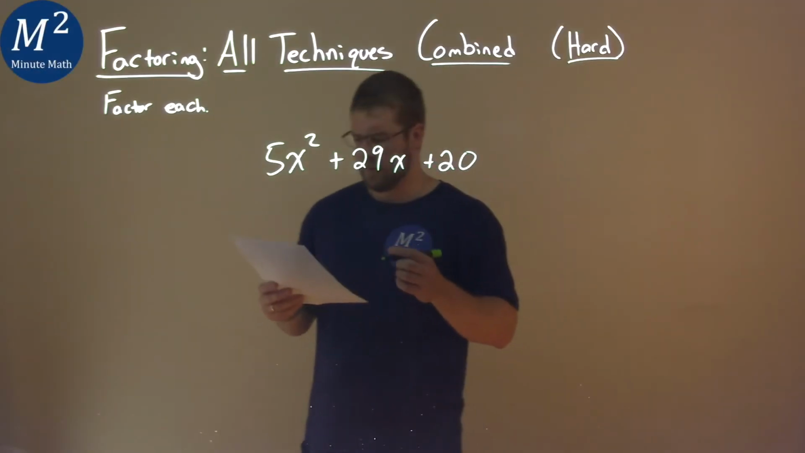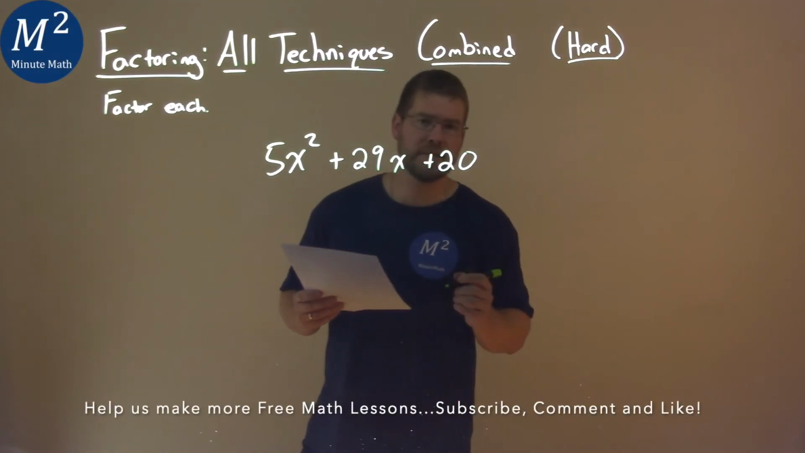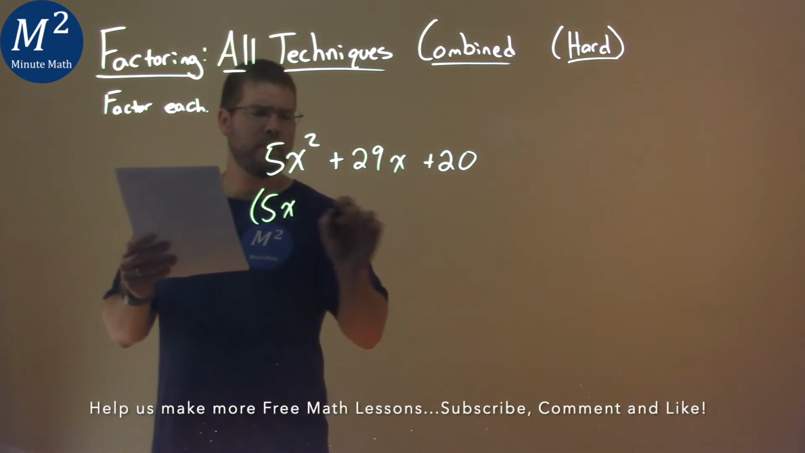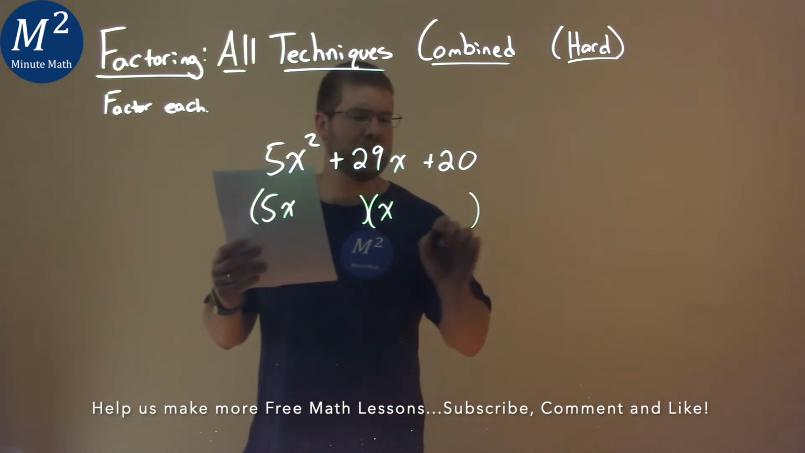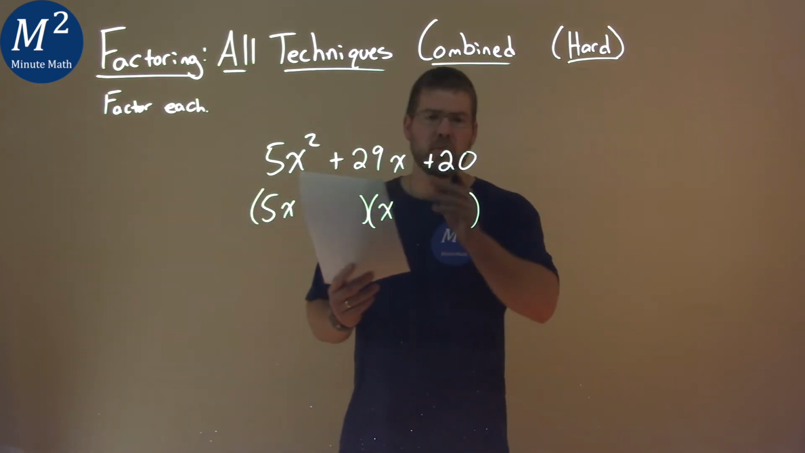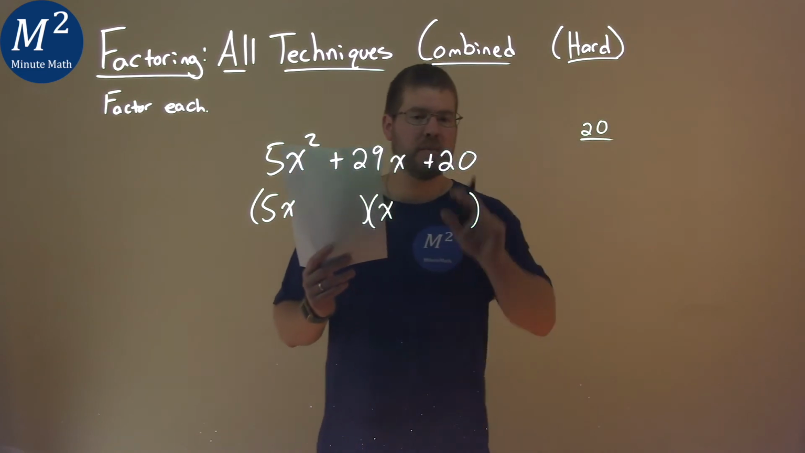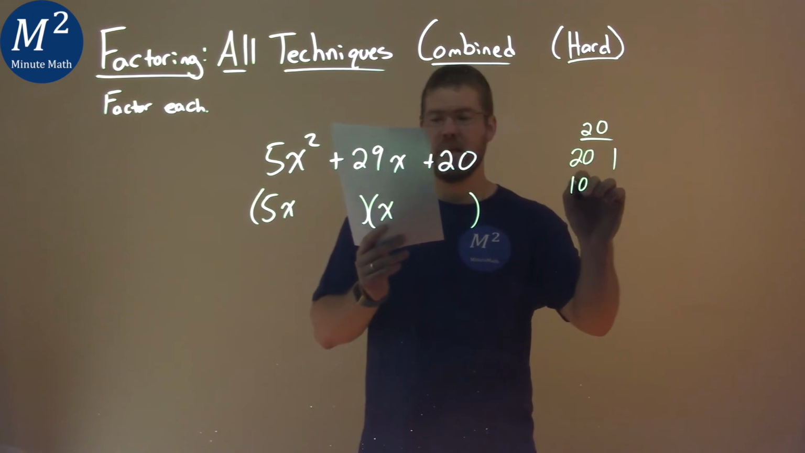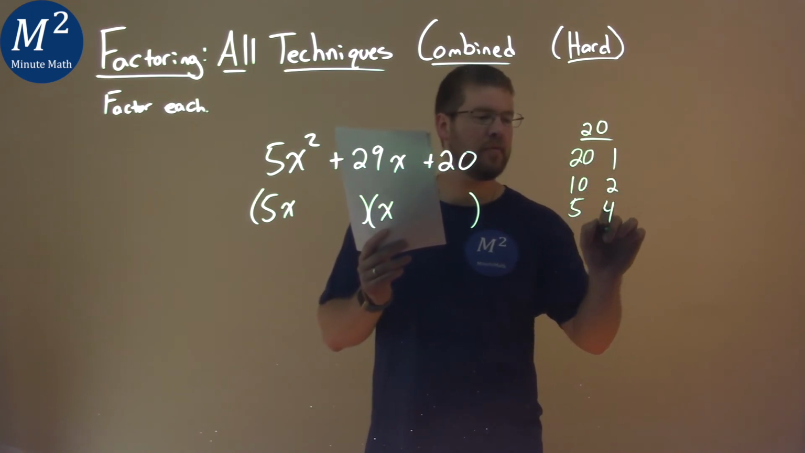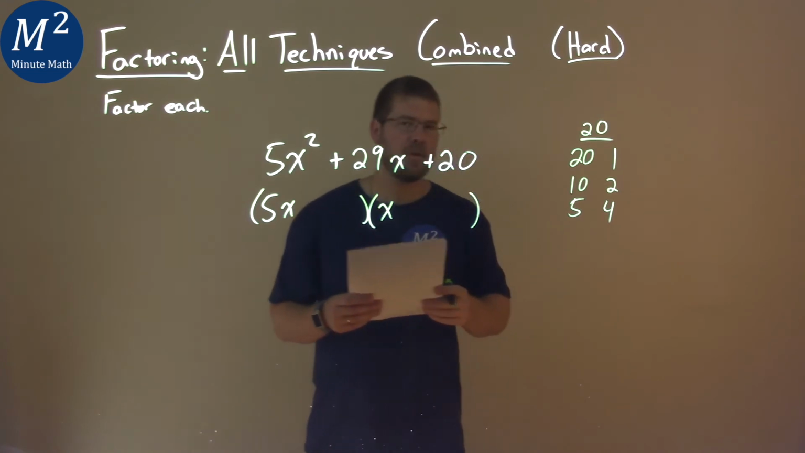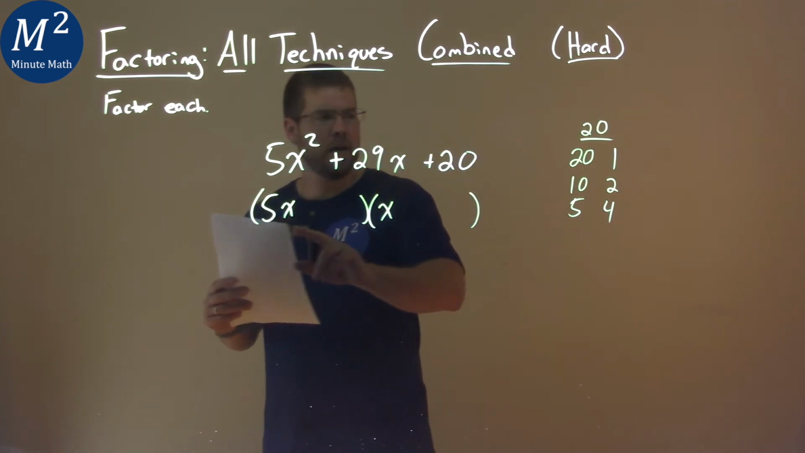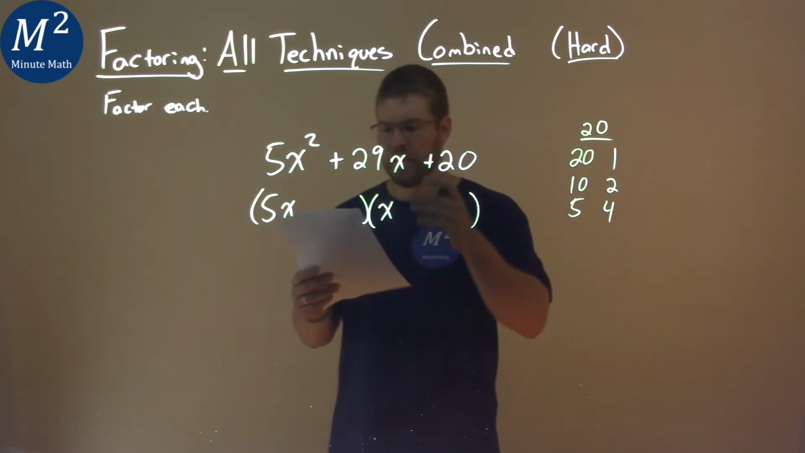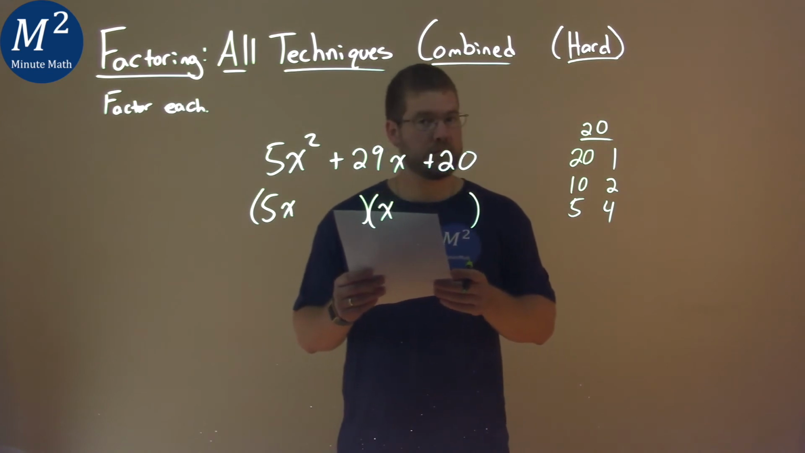We're given this problem right here, 5x squared plus 29x plus 20, and we've got to factor this. Our a value is 5, so we have some form of 5x like this times some x like that. Our c value is 20. So let's break down the numbers that multiply to be that c value. That's 20 and 1, 10 and 2, and 5 and 4. So now we have to ask ourselves a kind of difficult question. 5 times which one of the numbers in a pair plus 1 times the other number in a pair adds to be 29. Can you guess it?